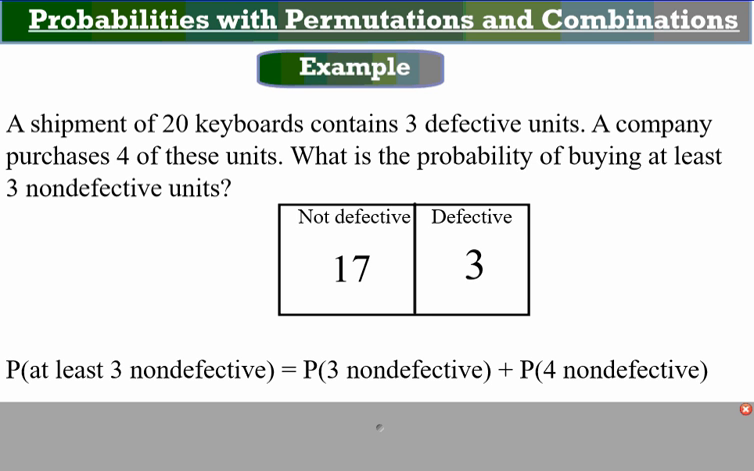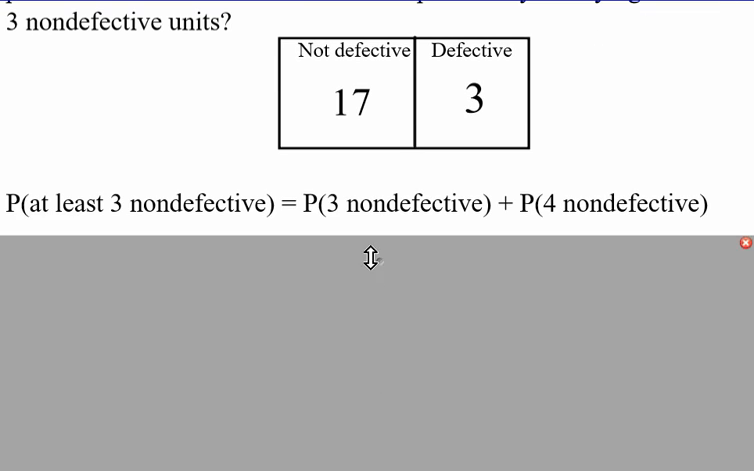So a shipment of 20 keyboards has 3 defective units. A company purchases 4 of the units. What is the probability of buying at least 3 non-defective items? At least 3 from 4 means what's the probability they got 3 non-defectives or 4 non-defectives. So we need to calculate each of them and then add them together.